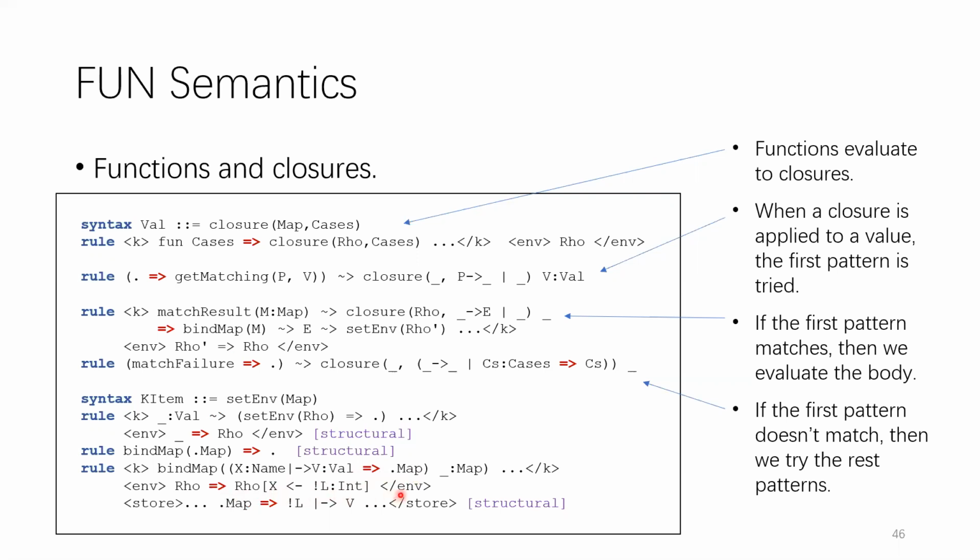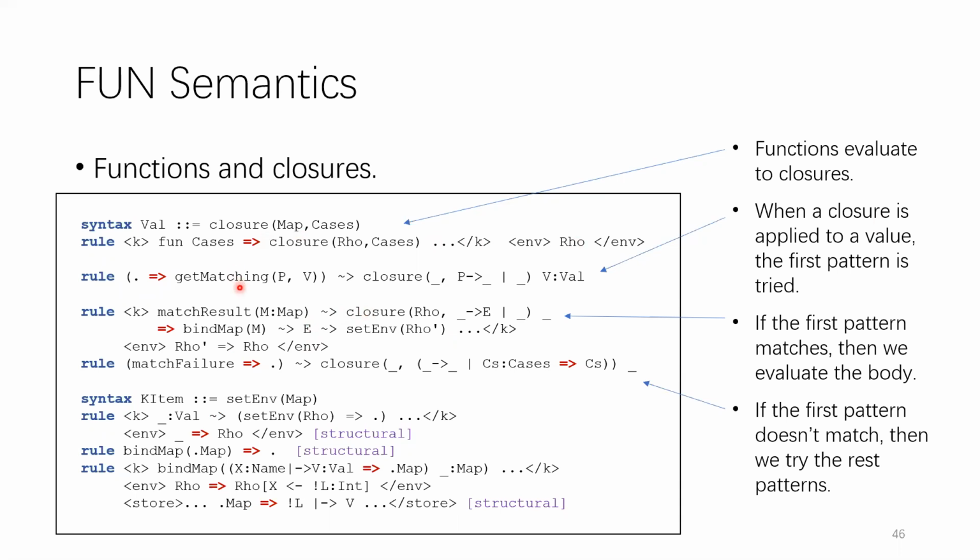And then we create in the environment a new fresh location for that variable. And in the store cell, we assign that location to V. So that's how we bind a mapping into the environment. And we just keep doing it, going through all the bindings there. Once we do that, we have all the parameters mapping to the right values according to the matching result. And then we evaluate the expression E. So that's how we evaluate the function through pattern matching.